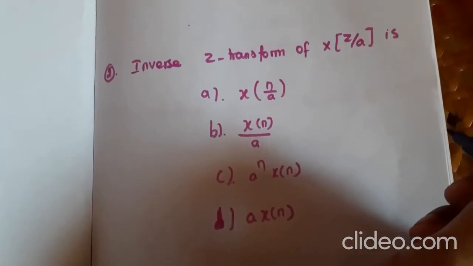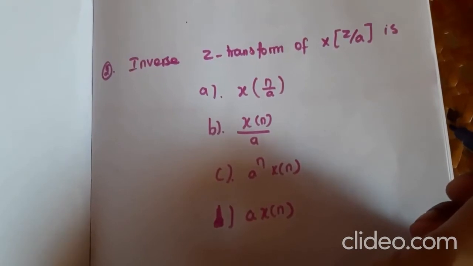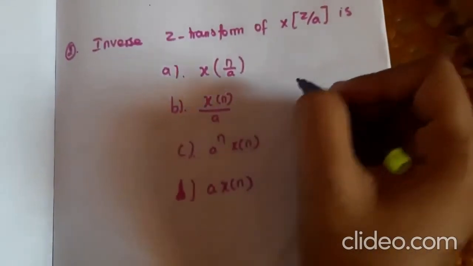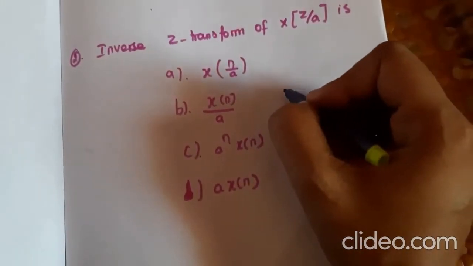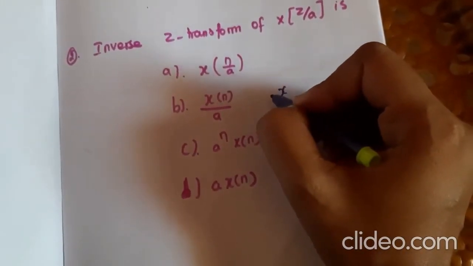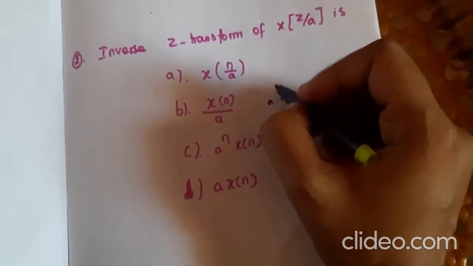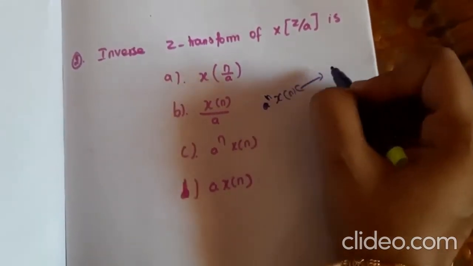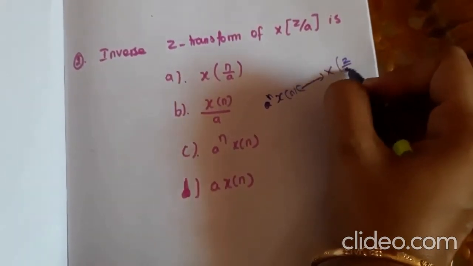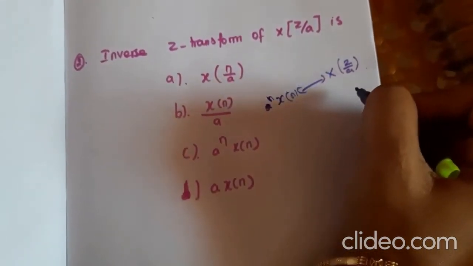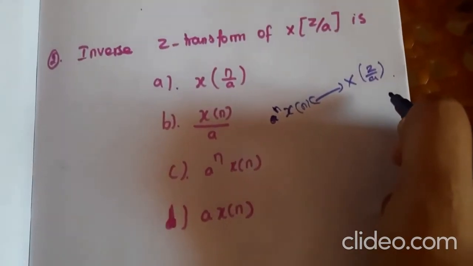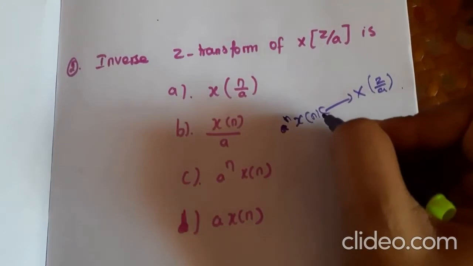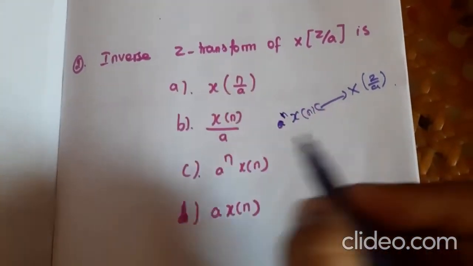Second question, the inverse z transform of x of z by a is, and this is the scaling property. Using the scaling property, we know a power n x of n is equal to x of z by a. So this is known as the scaling property of the z transform. So the inverse transform of x of z by a is a power n into x of n. So here the answer is C.